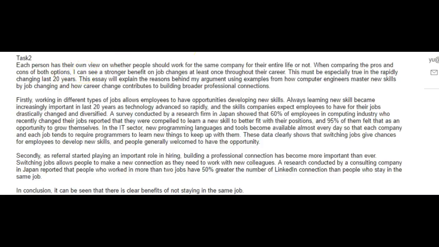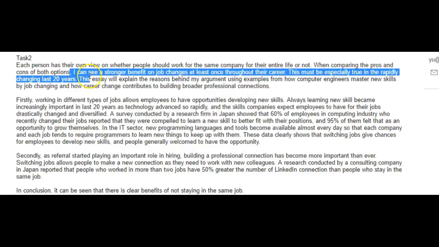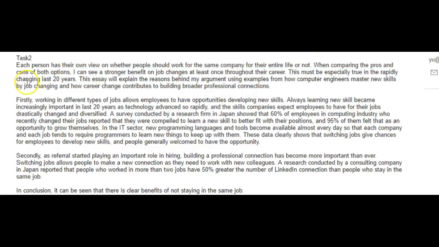So what's this then? When comparing the pros and cons of both options, I can see a stronger benefit to changing jobs at least once throughout, I would say, a career as well. Throughout a career. So here, when comparing the pros and cons of both options, it is clear that changing jobs at least once in a career brings benefits. So we've depersonalized it. We're referring specifically to the point itself and not about what we think about it.